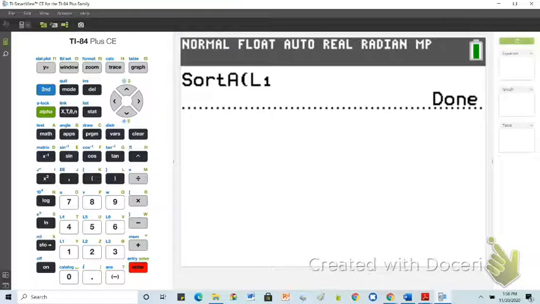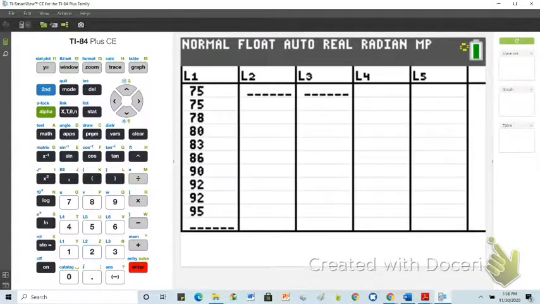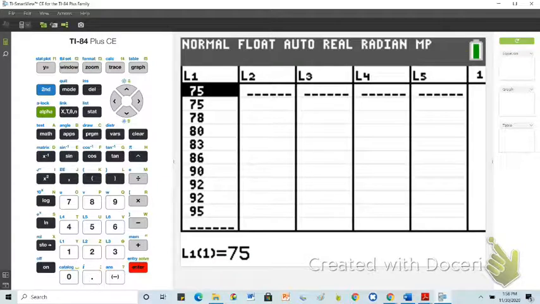It'll just say Done. From there, I'm going to go back and visit my list again. So remember that was Stat and Edit. Now if I look at my data set, I can see all my numbers are in ascending order. So I can clearly see that I have two 75s and two 92s, which means my mode is 75 and 92.